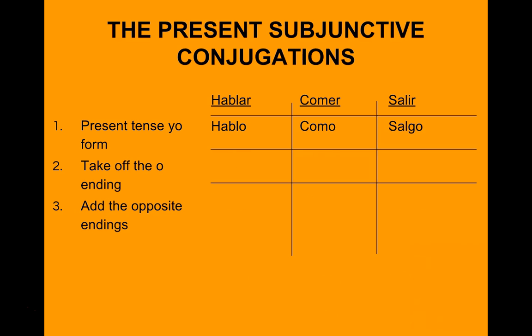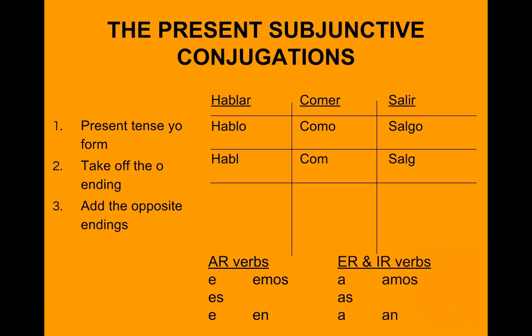The second step is to take off the o. And we did not just take off the AR, ER, and IR, because if you notice with a verb like salir that has an irregular yo form, that wouldn't have worked. And then we're going to add the opposite endings. So the opposite endings for AR verbs are e, es, e, emos, and en. And the opposite endings for ER and IR verbs are a, as, a, amos, and an.